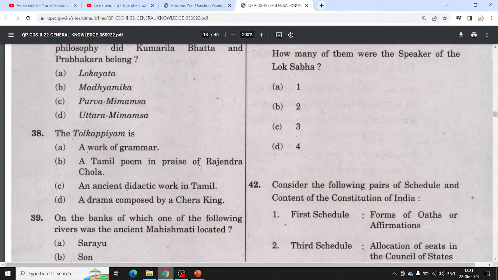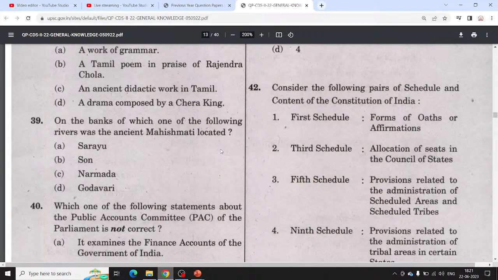Now look at this. Work of grammar, a Tamil poem in praise of Rajendra Chola. It's absolutely wrong because Tolkapiyam was written during the Pandyas' time. Sangam literature is from Madurai. So Madurai meeting. Next, an ancient didactic work in Tamil. It's wrong. Drama composed by a Chera king. Chera people are from Kerala. Cholas are Tamilians. You understand? Next. Question number 42 also is easy.